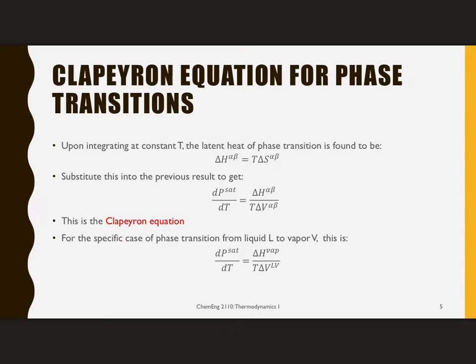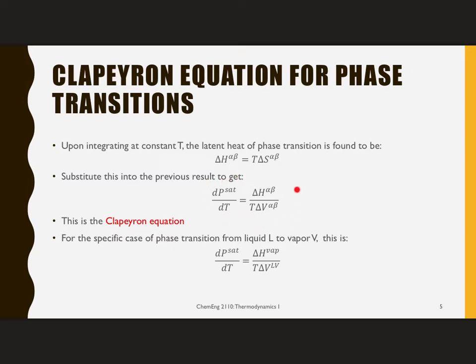If I substitute that back into the previous result, then dP/dT for vaporization is delta H for the phase change over T delta V for the phase change. So I've eliminated the delta S by using the definition that delta H is T delta S. This is the Clapeyron equation.